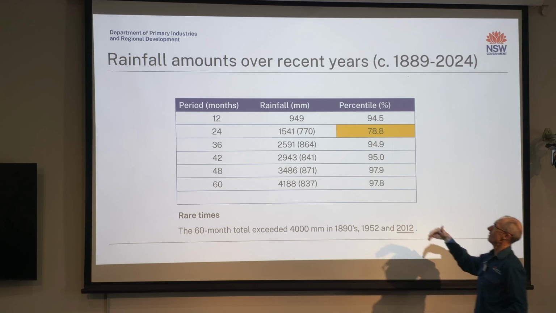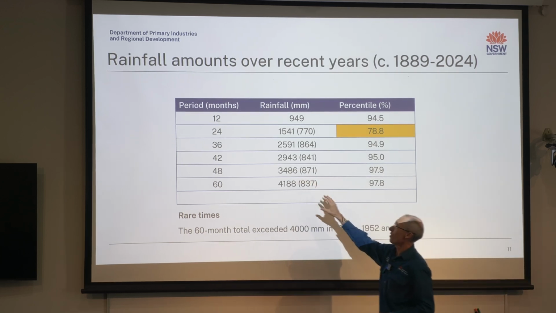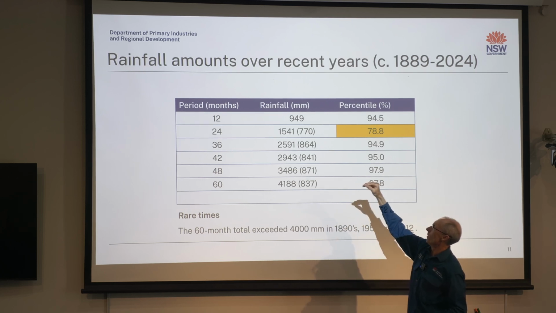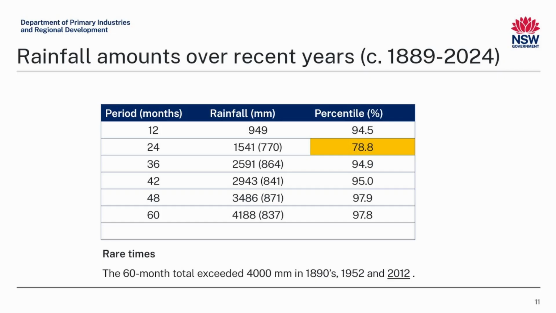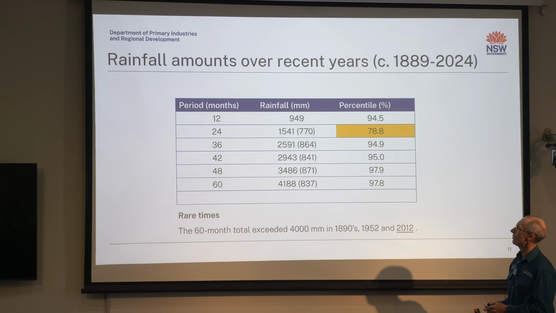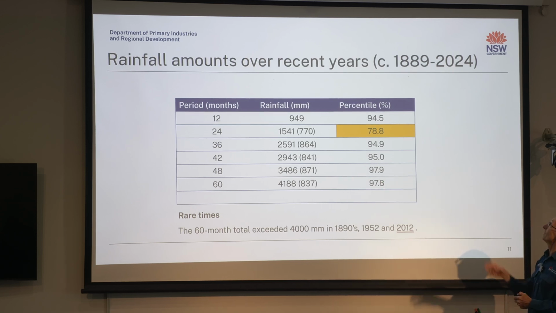To tabulate that, to get a handle on some of these numbers to show how good the last 5 years has been, I've pulled out the totals so you can see them. The last 12 months here at Tamworth, 949 millimetres, equivalent to around the 95th percentile. And this is just jumping down 1, 2 years, 3 years, 3.5 years, 4 years and 5 years. You can run your eye down there. The 5-year tally, 4,188 millimetres, putting that in the rainfall record, going way back to 1889, at near the 98th percentile level. As wet as more than 98% of times.